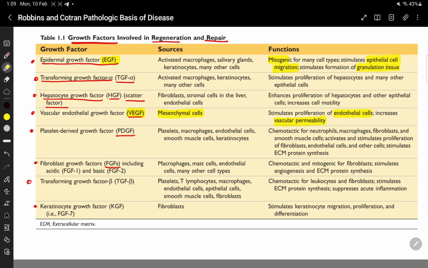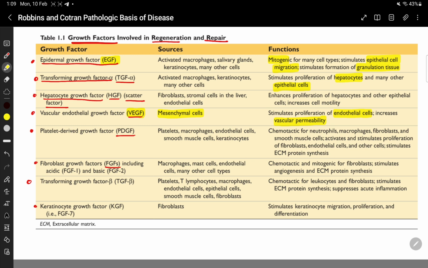Transforming growth factor alpha: the sources are activated macrophages, keratinocytes, and many other cells. TGF alpha stimulates the proliferation of hepatocytes and many other epithelial cells.